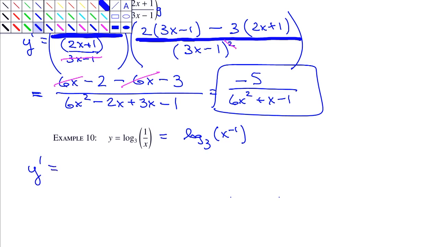So the derivative of log base 3 is 1 over this inside, which is x to the negative 1, times the natural log of the base, which is 3, times the derivative of the inside. The inside's derivative is negative 1x to the negative 2. How do you get that? You bring the negative 1 down, subtract 1 from the power.